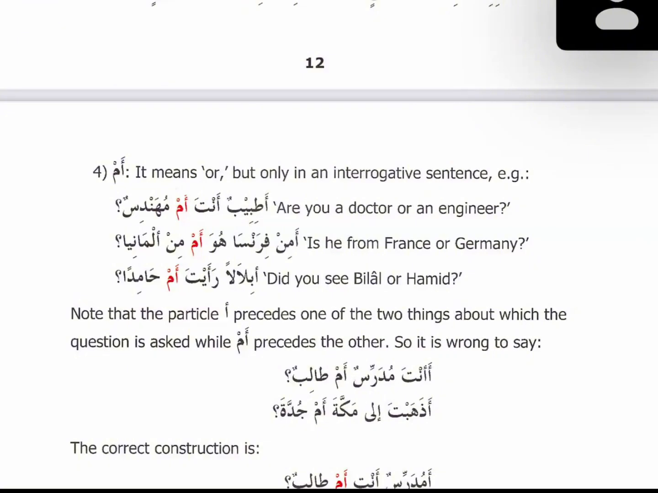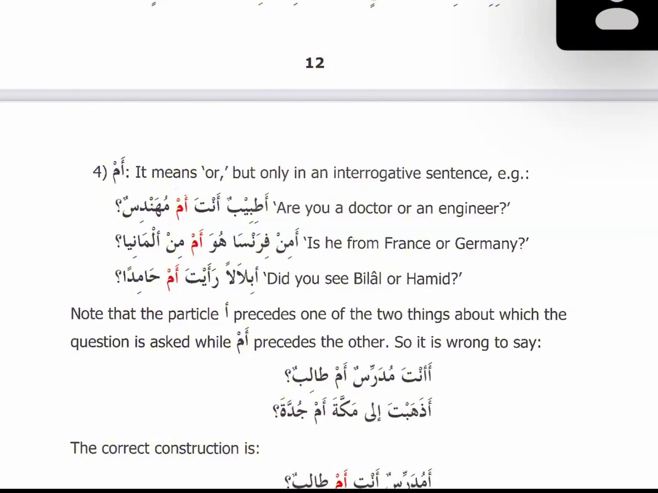Am means or, but only in an interrogative sentence. Atabibun anta am muhandisun? Are you a doctor or an engineer? Amin Firansa hua am minal mania? Is he from France or Germany? Abilalan ra'aita am Hamidan? Did you see Bilal or Hamid?